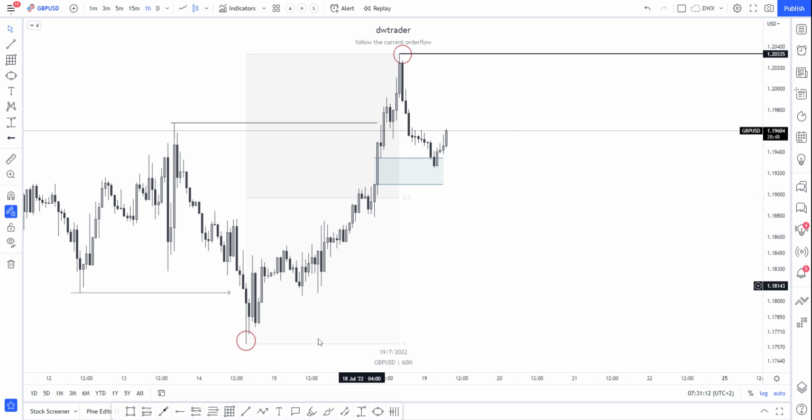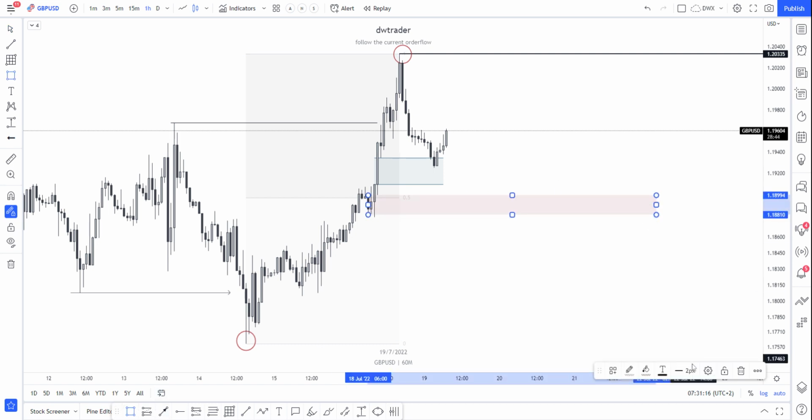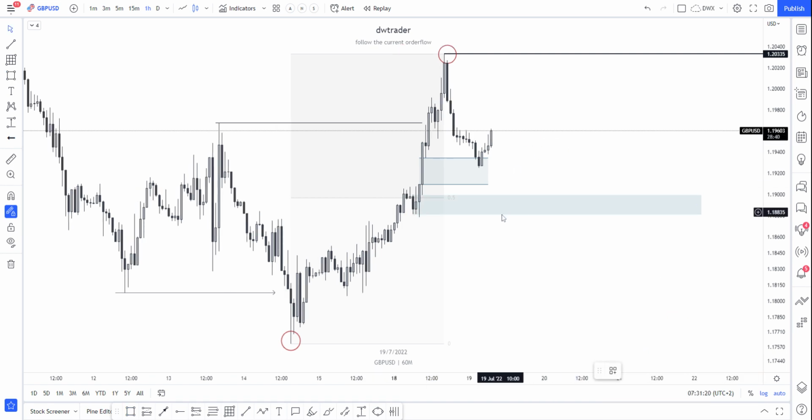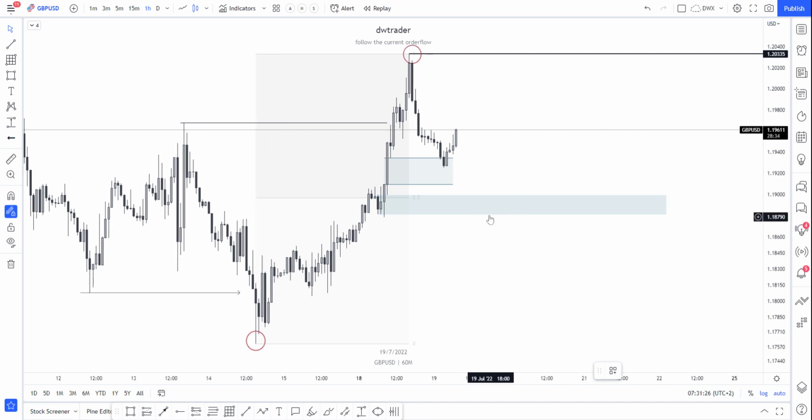So it hasn't. So ideally, I think I would want to see it reach down into an area like this, potentially to see it reach this area. That's kind of the main idea, I think, would be to see price come down into this area. But obviously, we have this large imbalance that price is filling now, so it could fill it even more.